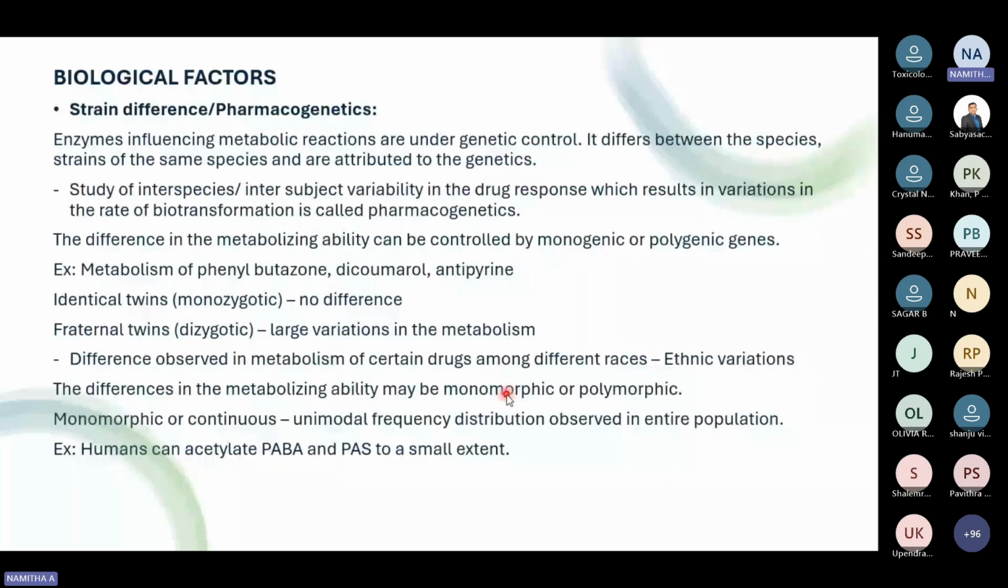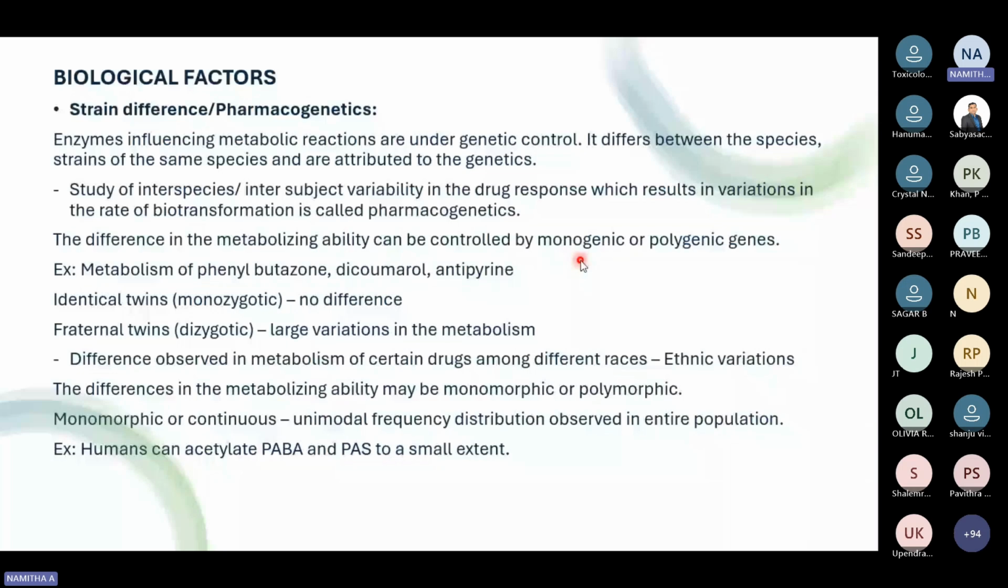Coming to the strain difference of pharmacogenetics, the enzymes influencing metabolic reactions are under genetic control. It differs between the species and strains of the same species, and these are attributed to the genetics of the individuals. The study of interspecies and intersubject variability in drug response, which results in variation in the rate of biotransformation, is called pharmacogenetics. The difference in metabolizing ability can be controlled by monogenic or polygenic genes.